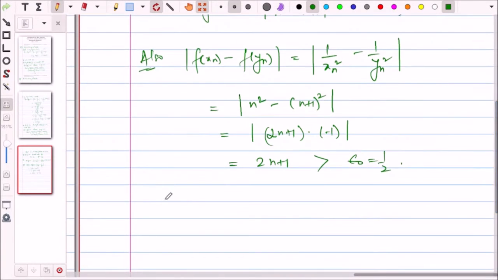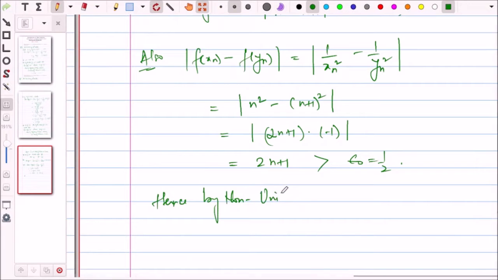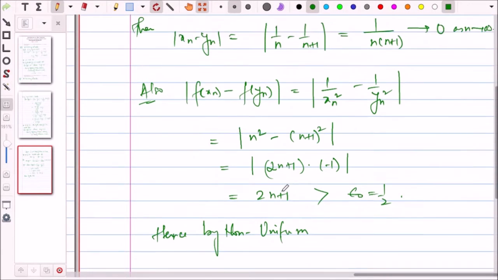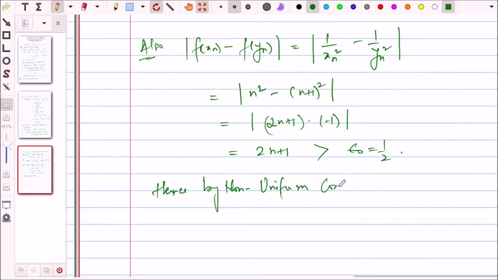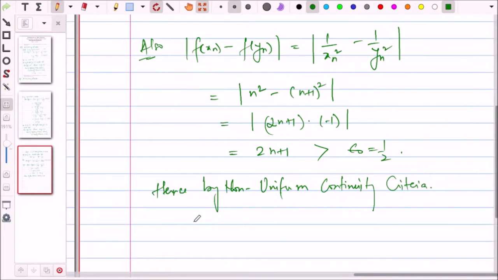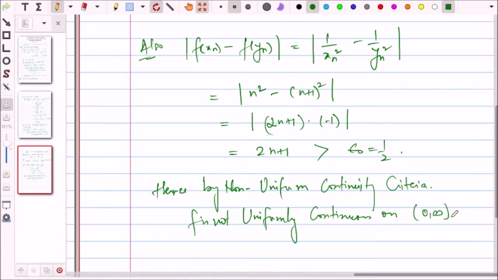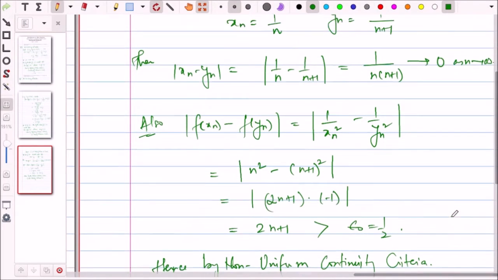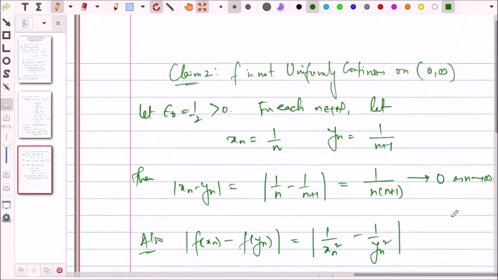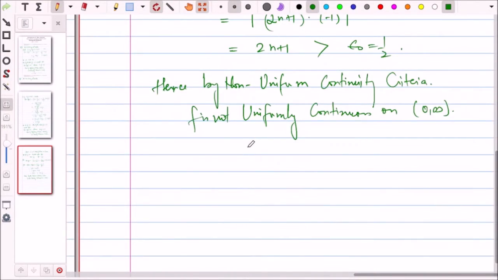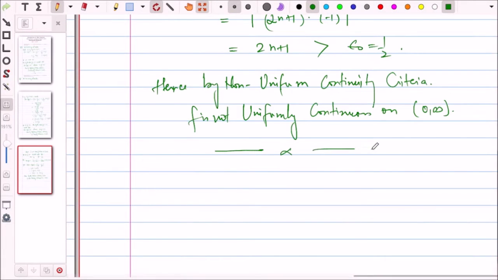Hence, we are able to find two sequences which satisfy the non-uniform continuity criteria. By the non-uniform continuity criteria, f is not uniformly continuous on 0 to infinity. Any interval containing 0, the function will not be uniformly continuous on that, but if we take any interval a to infinity where a is positive, then the function will be uniformly continuous.